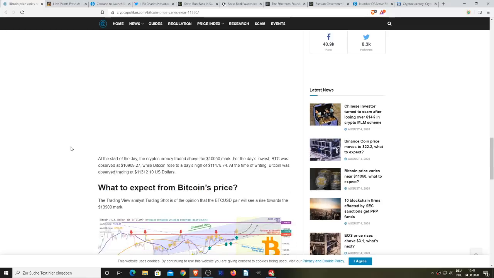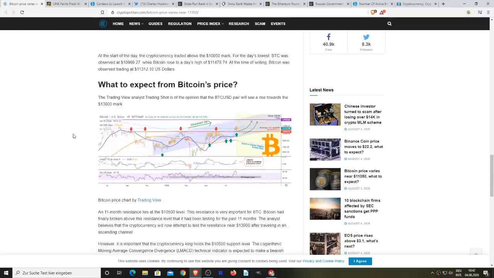The TradingView analyst, TradingShot, is of the opinion that the Bitcoin to US dollar pair will see a rise towards $13,900. An 11-month resistance lies at $10,500. The resistance is very important for Bitcoin. Bitcoin had finally broken above the resistance that it had been testing for 11 months.